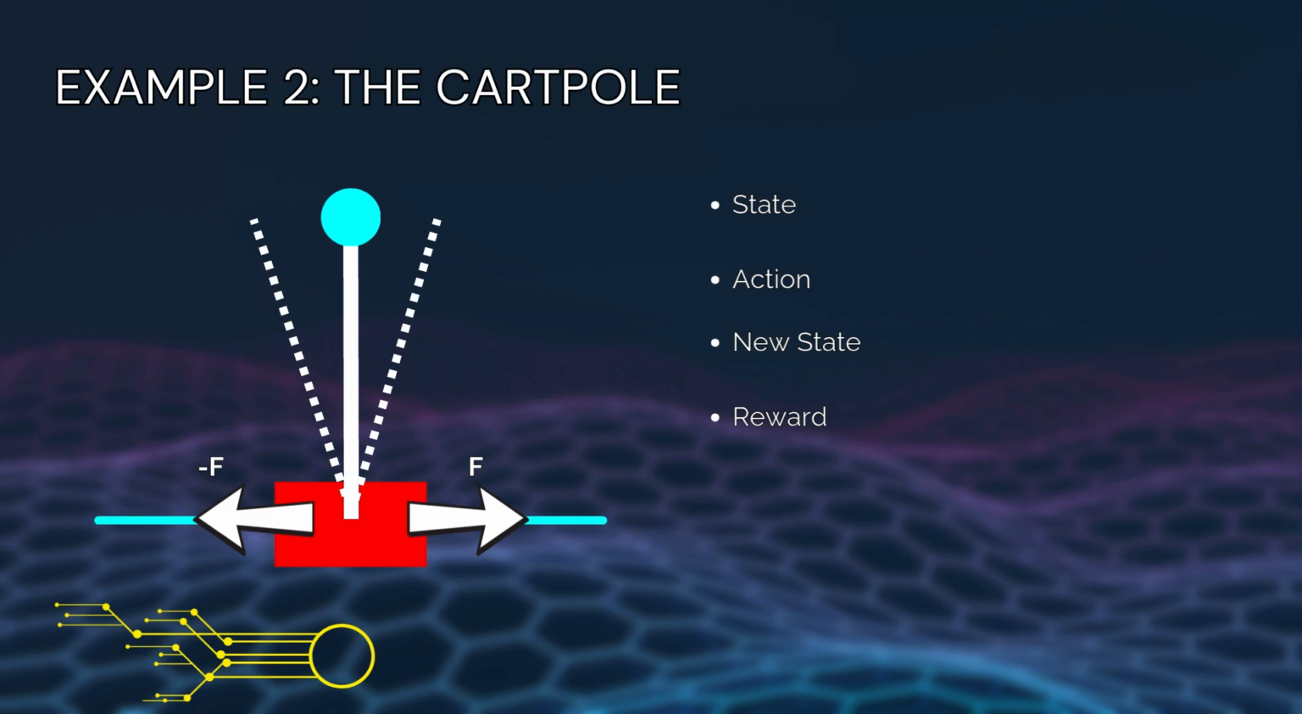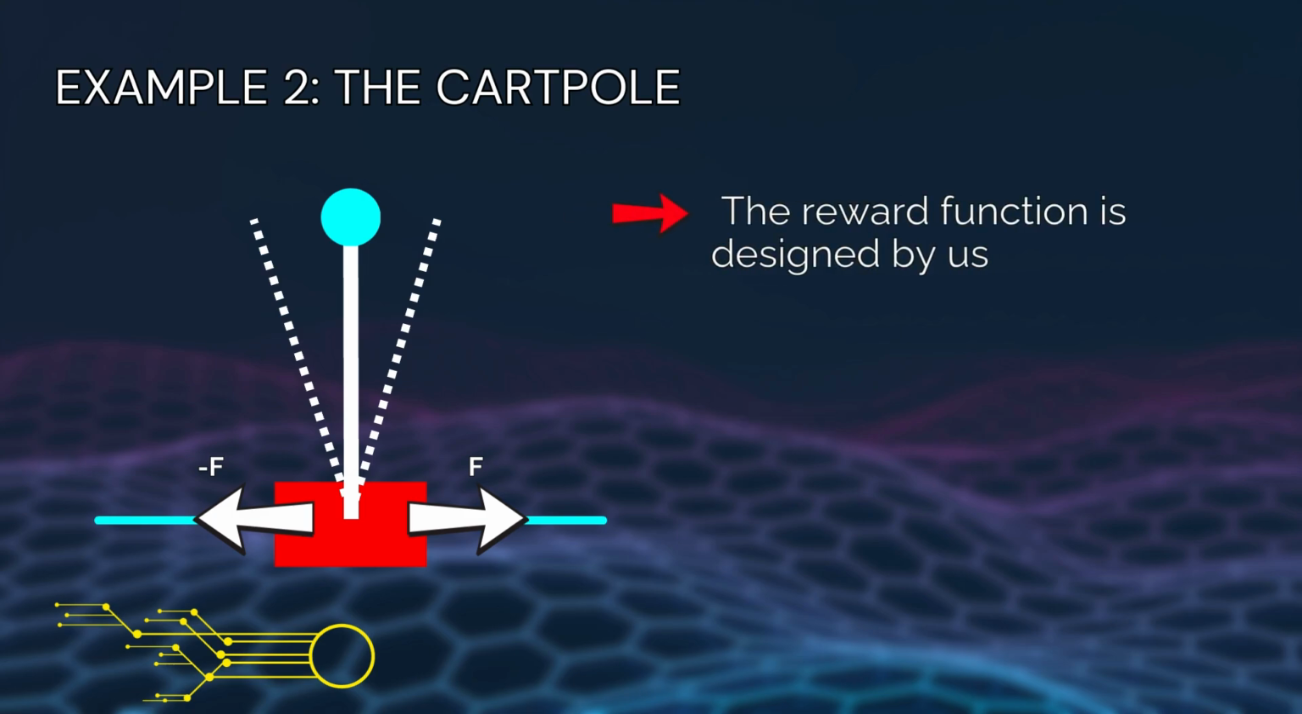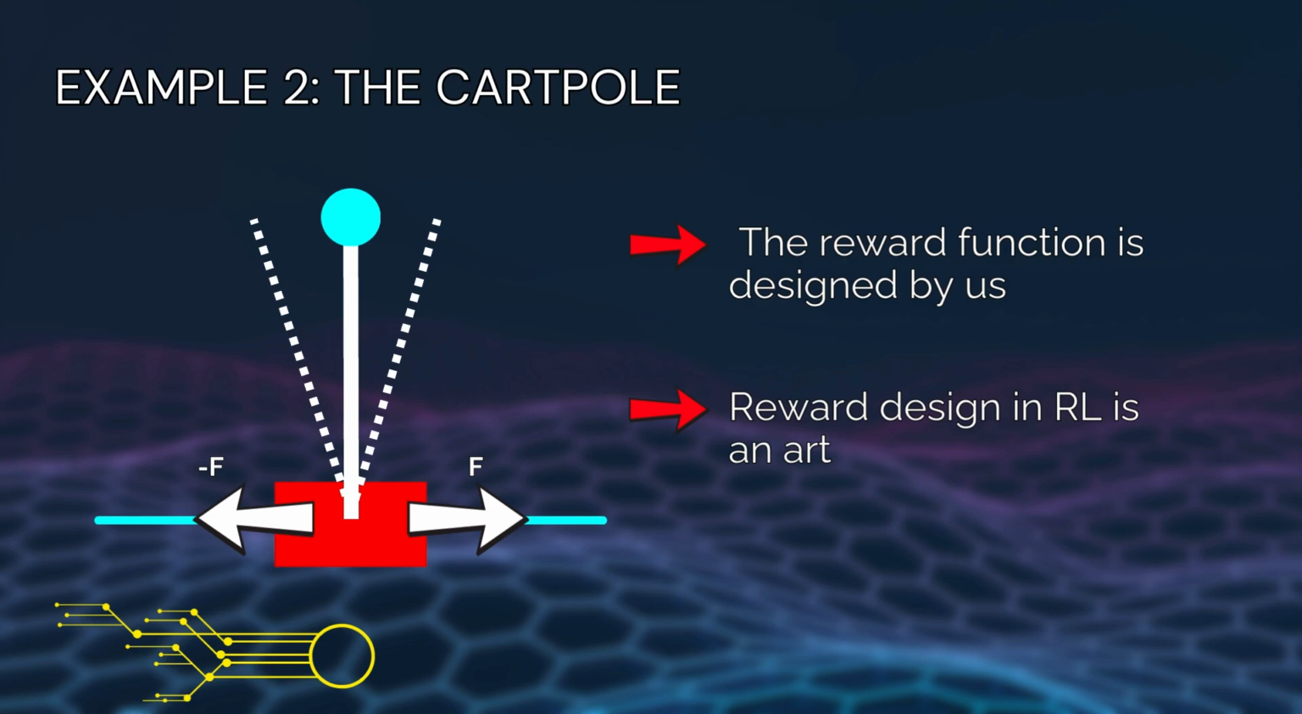One crucial aspect to note: the reward function is designed by us. The effectiveness of the learning process depends heavily on how well we define the reward. If the reward does not align with the desired goal, the agent may learn suboptimal behaviors. That's why reward design in reinforcement learning is an art. It requires careful tuning to ensure the agent learns the right objectives.